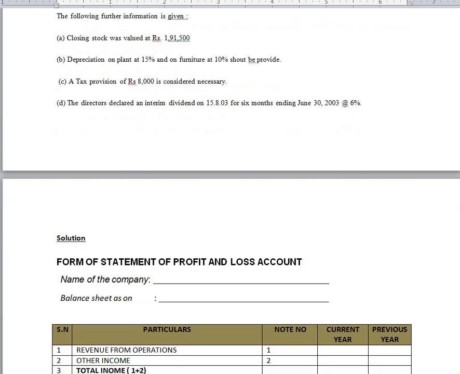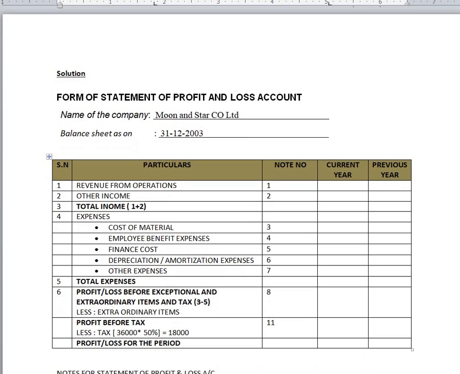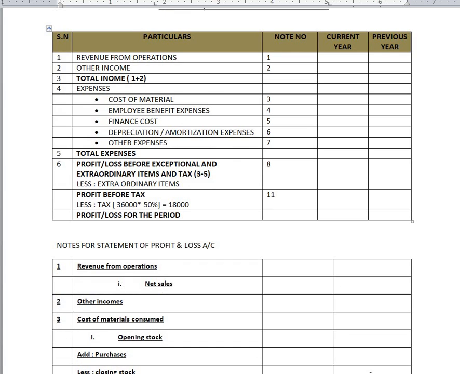And I have already written the format. So as we all know, the first thing you are going to do after writing this format is writing the name of the company. So just write Moon and Star Co. Limited is the name of the company. And the balance sheet is as on 31st December 2003. Okay, so keep that in mind, and let us directly go to the notes section so that we will be able to post that directly here.